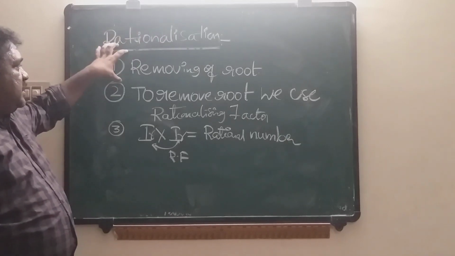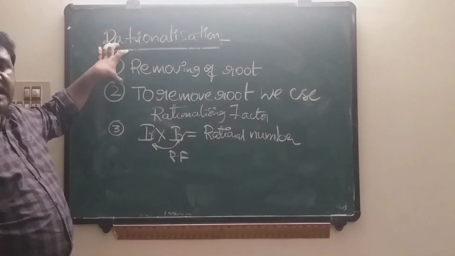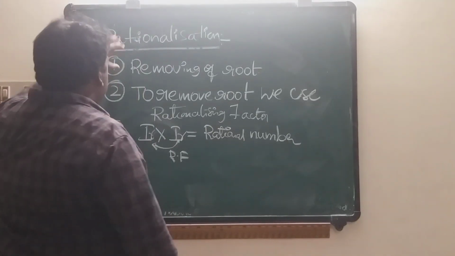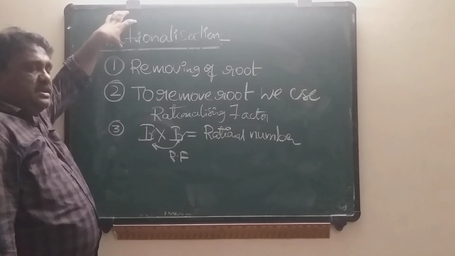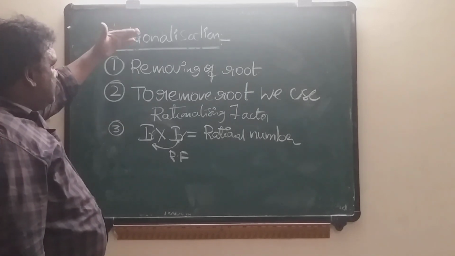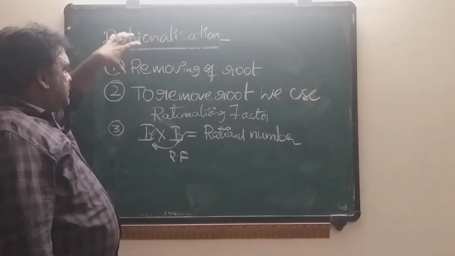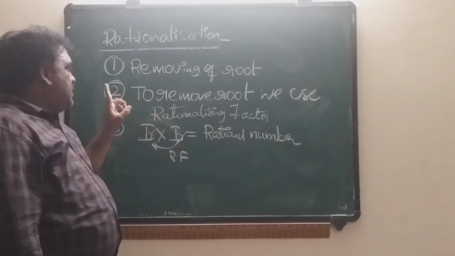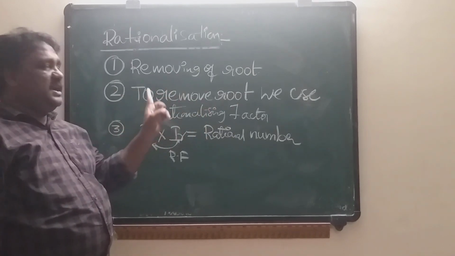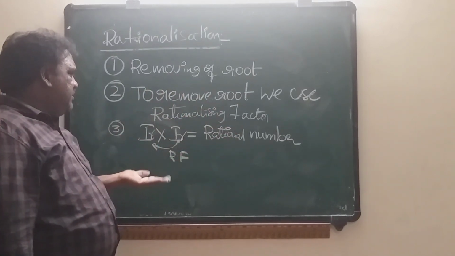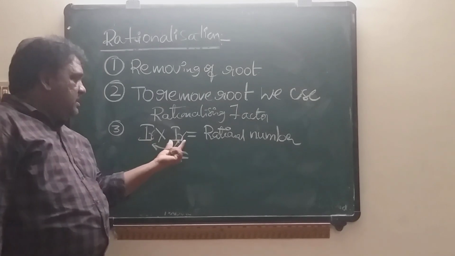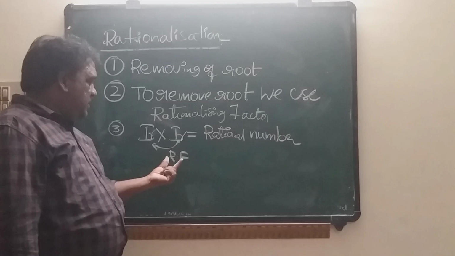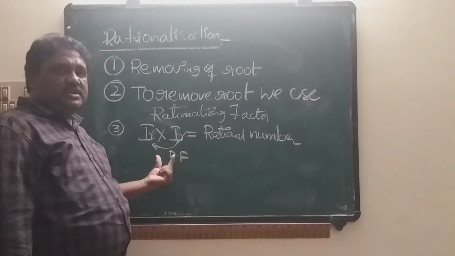Removing of root is very important in the last exercise. We have rationalization in exercise 1.4, the last exercise belongs to rationalization. There we will do rationalization. To remove root, we use the rationalizing factor. Irrational number into irrational number equals rational number, then each one is said to be a rationalizing factor of the other.